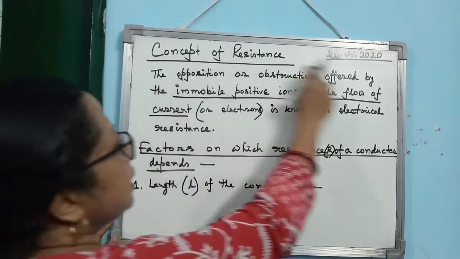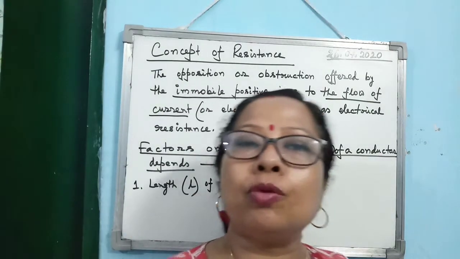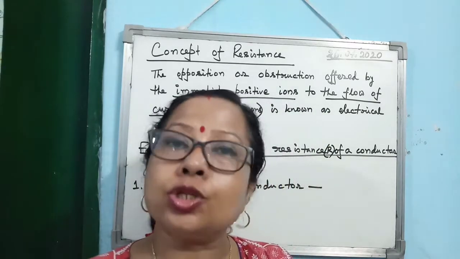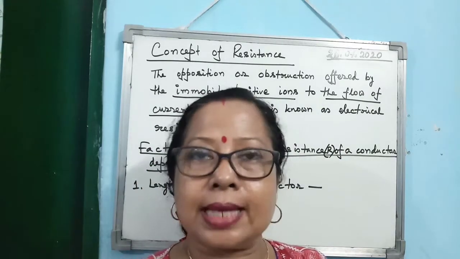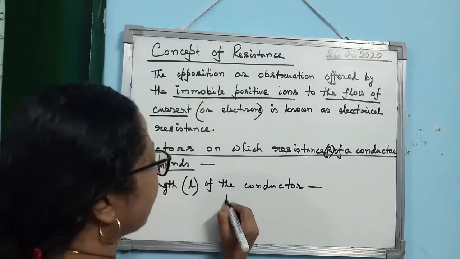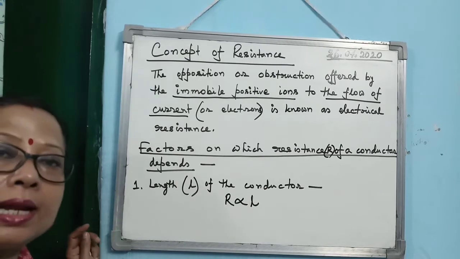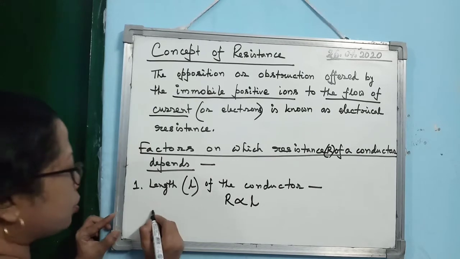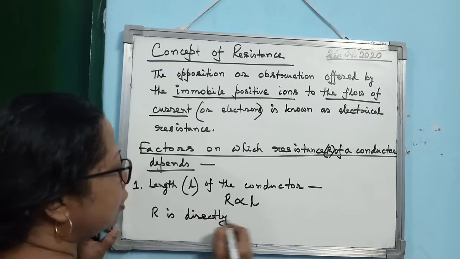Now from this concept it is clear, the more the length, the more immobile ions are present, isn't it? So the more will be the opposition. So if you increase the length, resistance will increase, and if you decrease the length, resistance will decrease. You can write resistance is directly proportional to the length of the conductor. If you want to write in a sentence, write R is directly proportional to length.